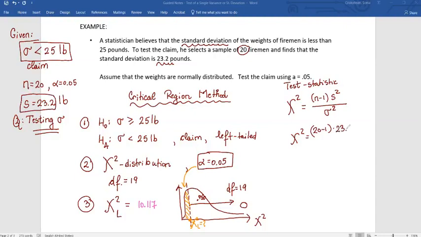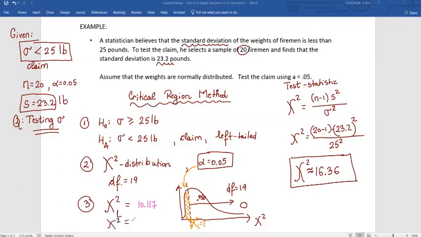23.2 squared divided by sigma squared, which is 25 squared. So do the calculations and let's see what we get. So after you did the calculation, you should have gotten 16.36. This is the test value or the test statistic. So I'll write it down right here below the critical value. This is chi-square, which is 16.36. I will use this and the visual right here to conclude the test.